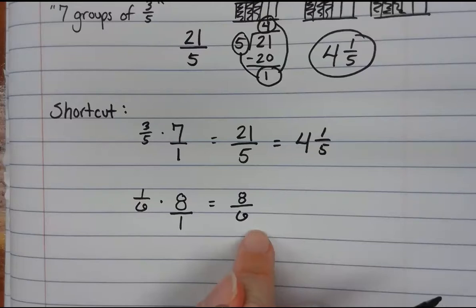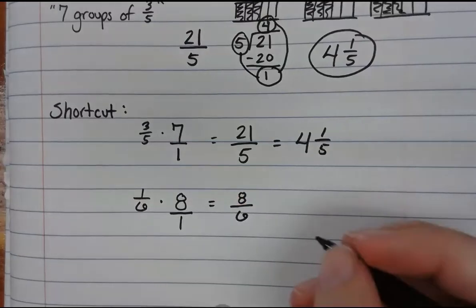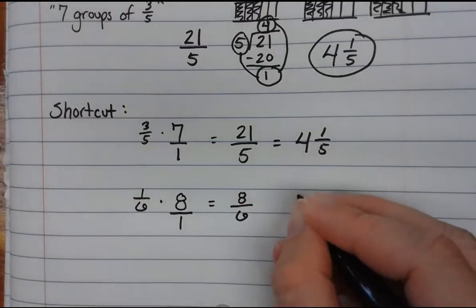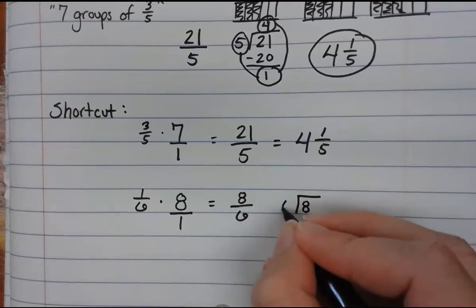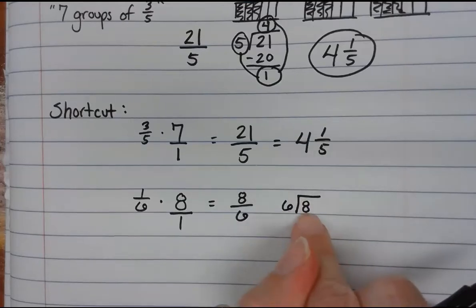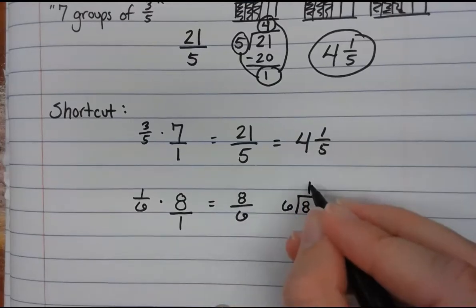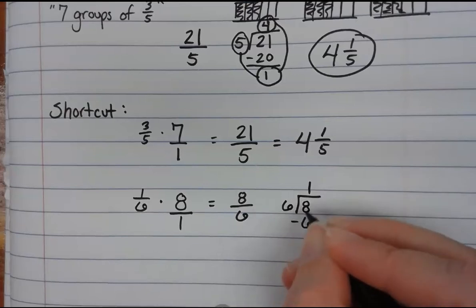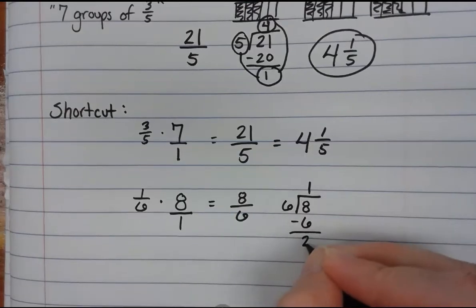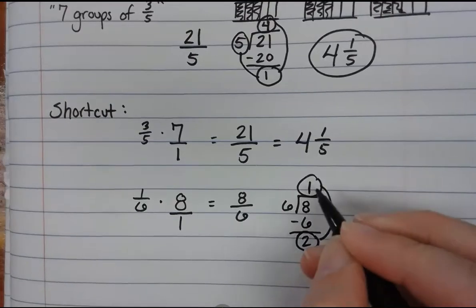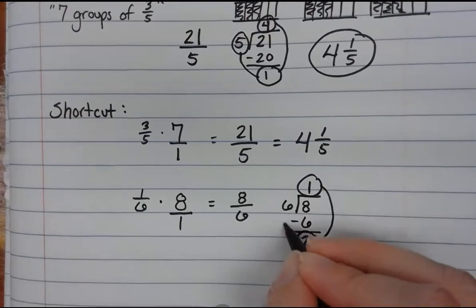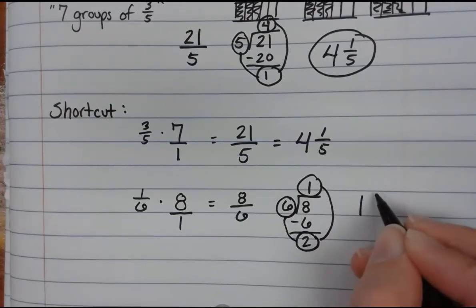We do end up here again with a top-heavy fraction, so of course I'm going to need to do a step to change it into a mixed number. So 8 goes on the inside, 6 on the outside. 6 goes into 8 one time. 1 times 6 is 6. 8 minus 6 is 2. Go around the world. So 1 and 2 sixths.